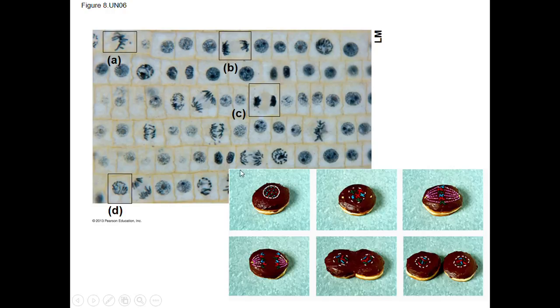And then with these donuts here, we have interphase. So remember, our cell stays in interphase the longest. Then we have prophase right here. We have metaphase where they line up in the middle. We have anaphase where they start getting pulled apart. We have telophase where it starts looking like it's about to split up. And then we have cytokinesis where there are two new cells.